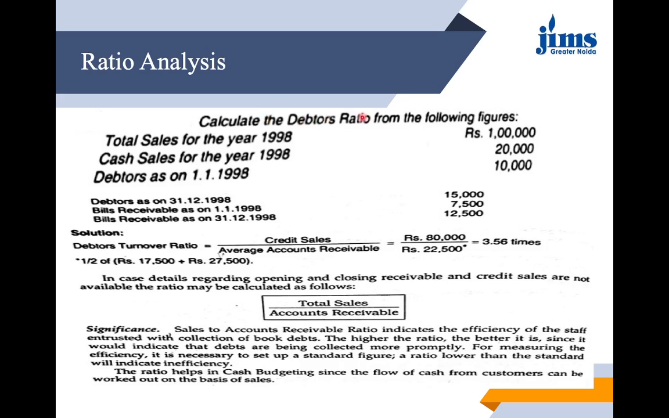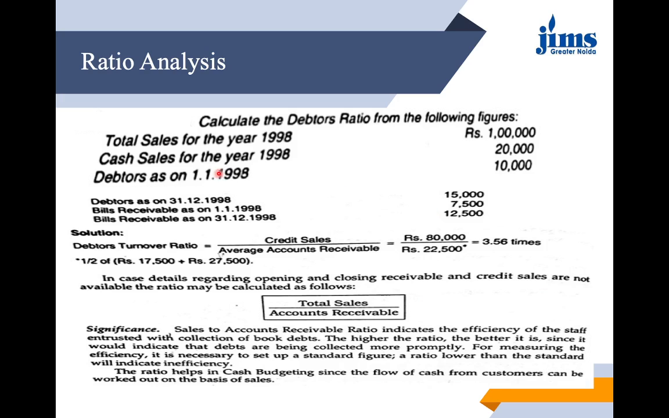We need to calculate the debtors turnover ratio. The total sales are given as 1 lakh, cash sales as 20,000, opening debtors 10,000, closing debtors 15,000, opening BR 7,500, and bills receivable closing as on 31st December is 12,500. So first of all, let us calculate the average receivables.